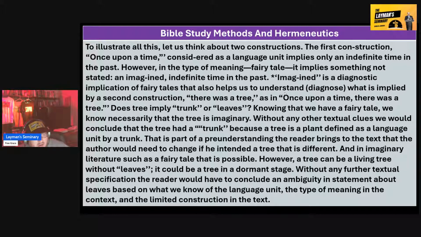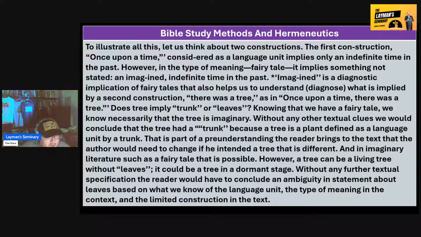"There was a tree," as in, "Once upon a time there was a tree." Does tree imply trunk or leaves? Knowing that we have a fairy tale, we know necessarily that the tree is imaginary. Without any other textual clues, we would conclude that the tree had a trunk because a tree is a plant defined as a language unit by a trunk. That is part of an understanding the reader brings to the text that the author would need to change if he intended a tree that is different. And in imaginary literature such as fairy tale, that is possible.